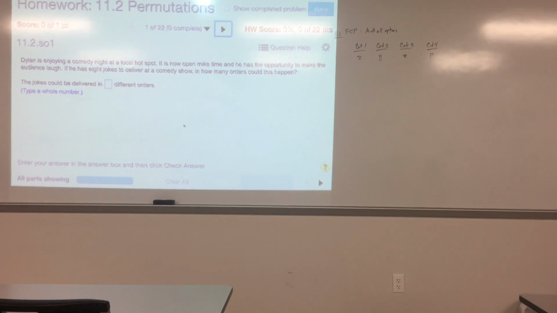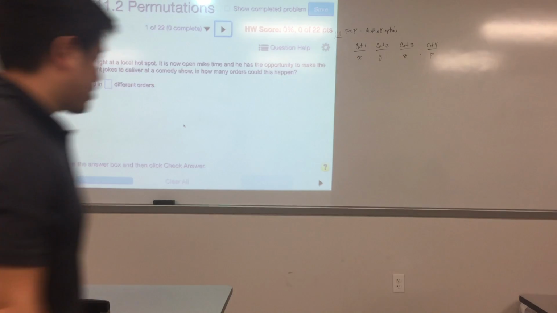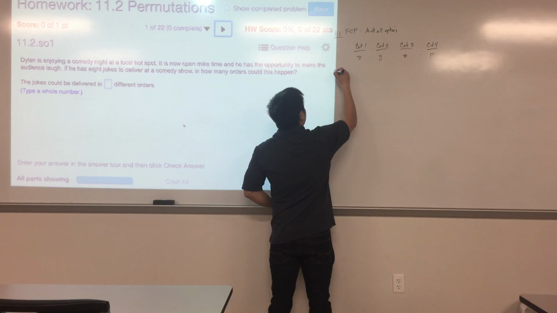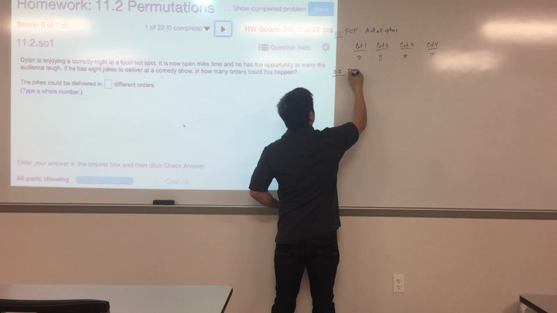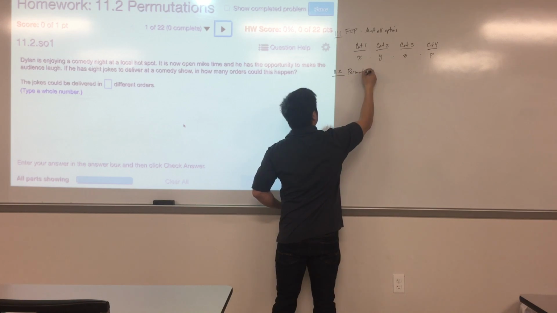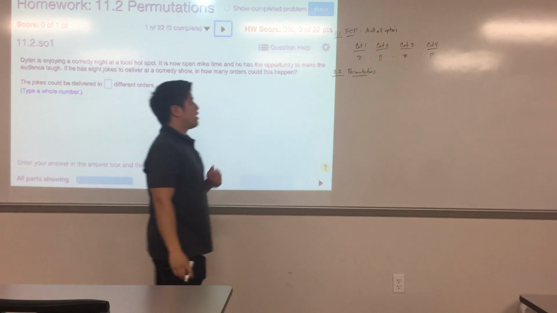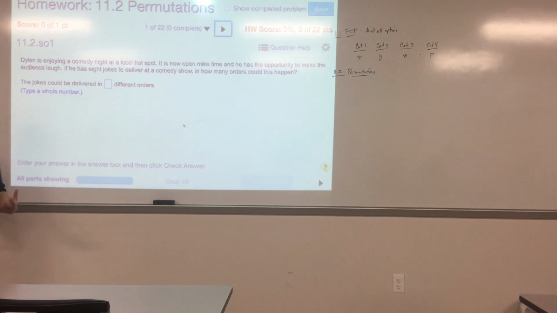All right, here is section 11.2. 11.2 is entitled Permutations. And you're going to see very quickly, well, hopefully see, the difference between 11.1 and 11.2. Next class we'll get to combinations, which is 11.3. And let's take a look at what's going on here.